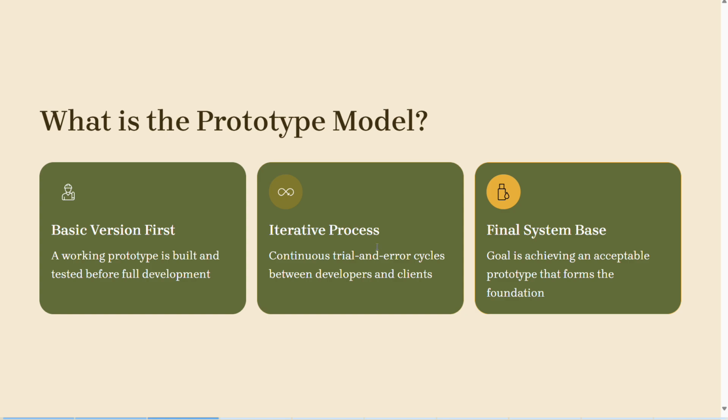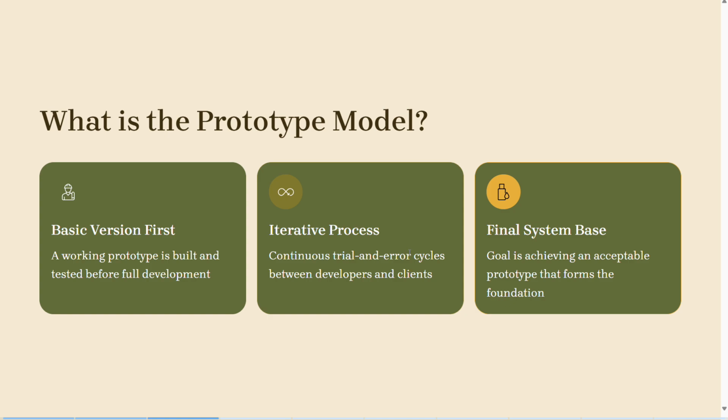Then next one is the iterative process. Iterative means cyclic process, continuous trial and errors. You try, then error, try, error, try, error. This is a cycle, a loop between the developers and clients. Like the client says this function will be required, and the developer makes it, and then the client has new things, like this function will be added, and the developer adds this function. So this is a cyclic loop.